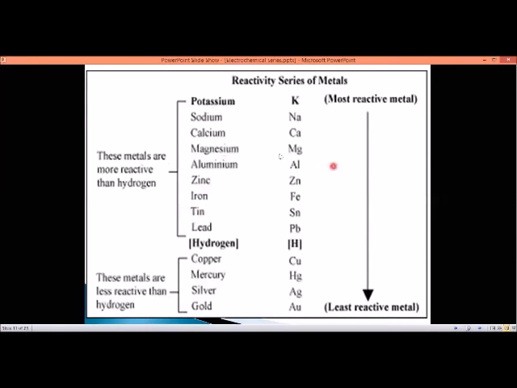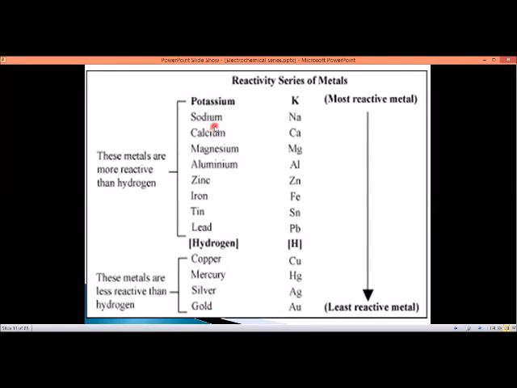So how many things have we learned about the electrochemical series? We know that the top ones are electropositive. The bottom ones are less electropositive compared to the top ones. The top ones are more reactive, the bottom ones are less reactive. The top ones form the anode, the bottom ones form the cathode. The top ones undergo oxidation, the bottom ones undergo reduction. So many things we have learned.